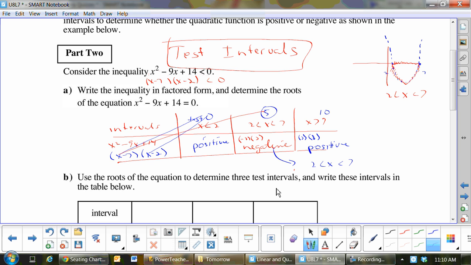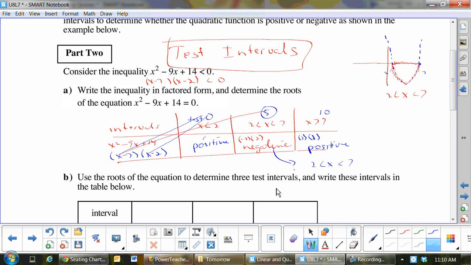From negative infinity to the first number, between the 2 numbers, and then the last number to positive infinity. That's how you do a test interval chart. Okay? Do you get it? It's pretty simple, but how are you going to remember how to do the setup, right?